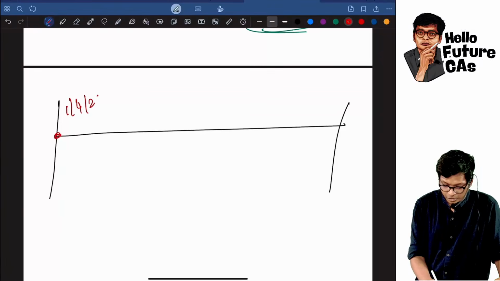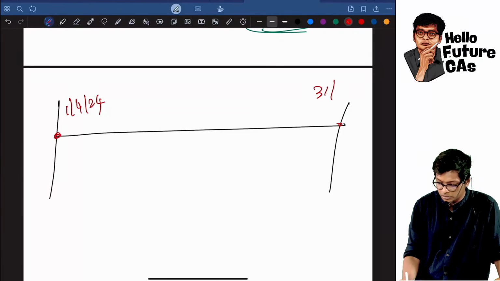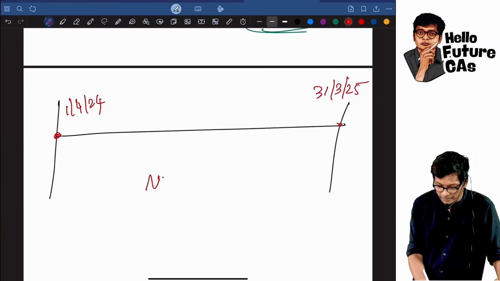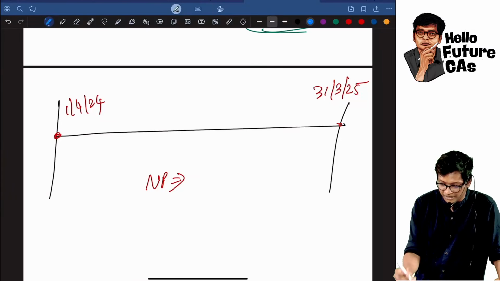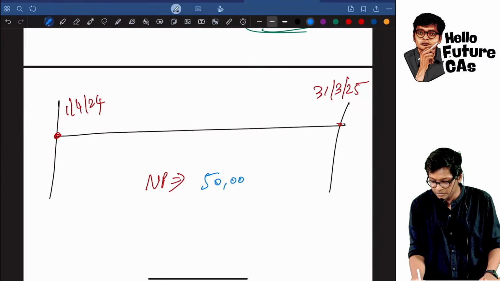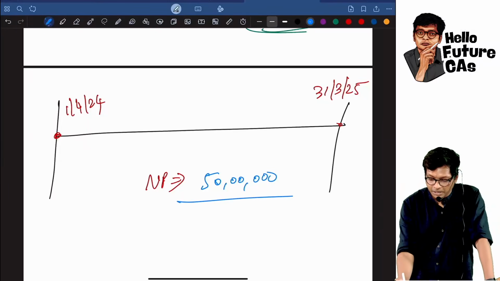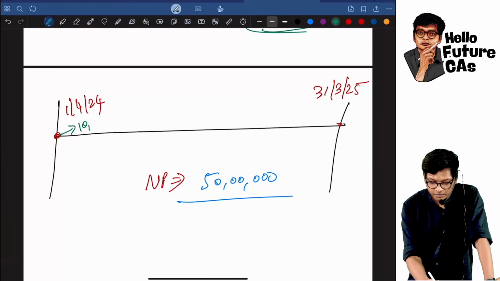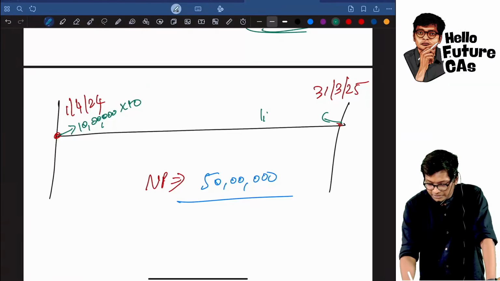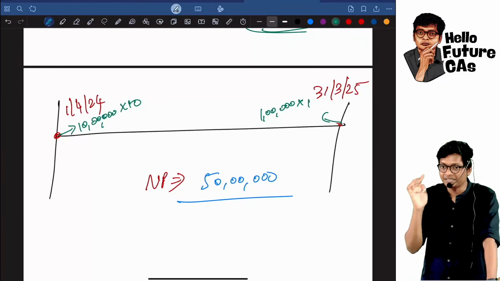1st April 24, 31st March 25. Simple question, guys. Not there in the study material, not there anywhere, but highly possible in the exam if they want to ask. Net profit is 50 lakhs for the year, divided by the number of shares. Number of shares at the beginning of the year is 10 lakh shares of 10 per share. At the end of the year it is 1 crore shares of 1 per share.